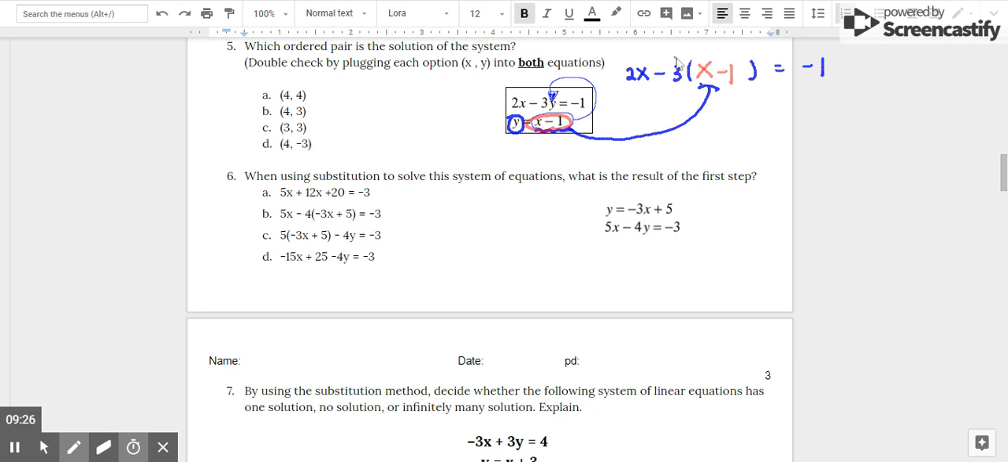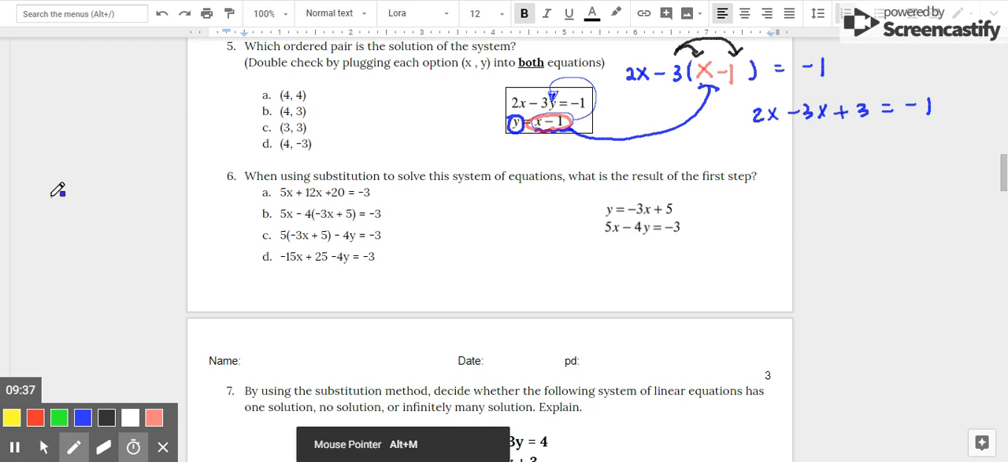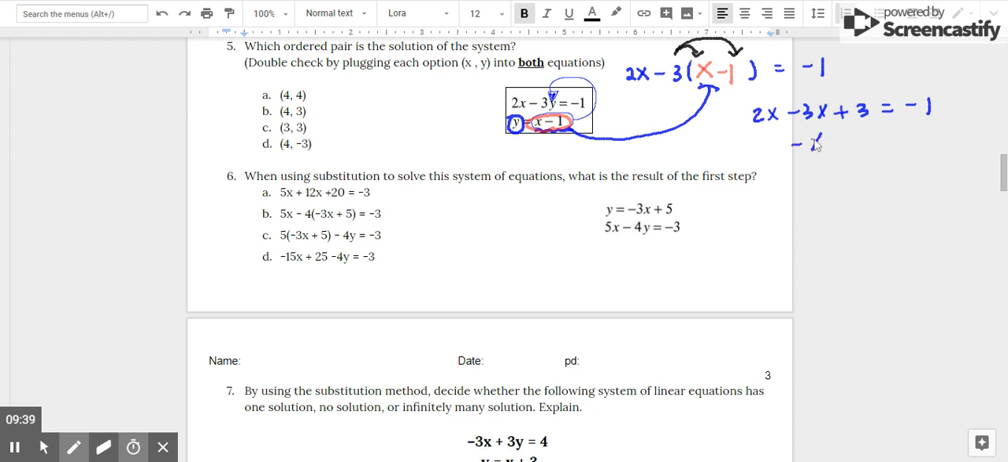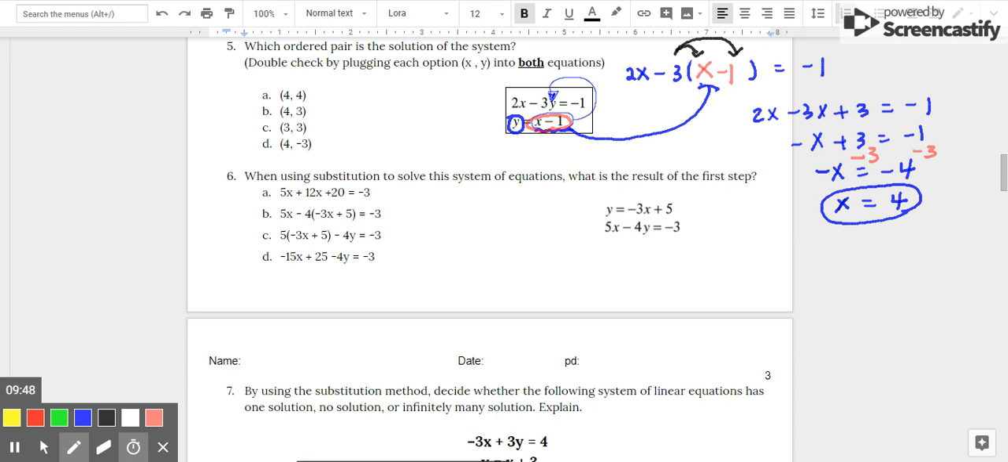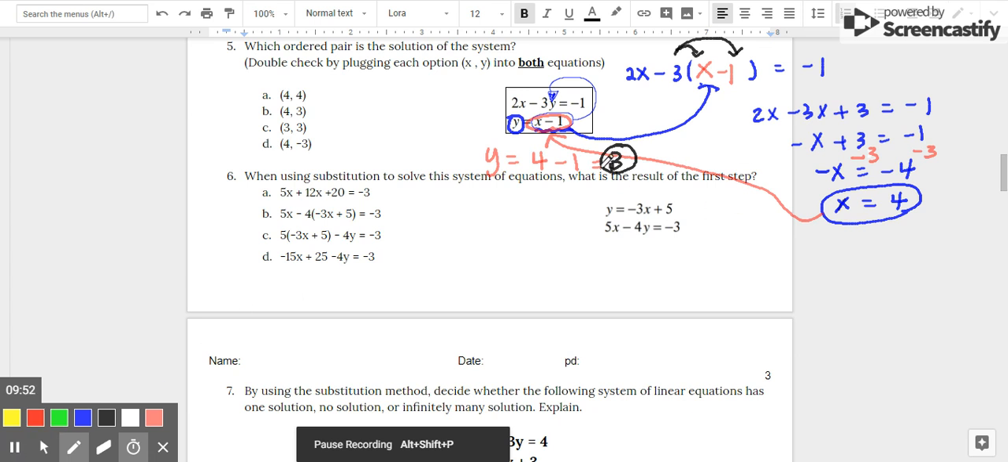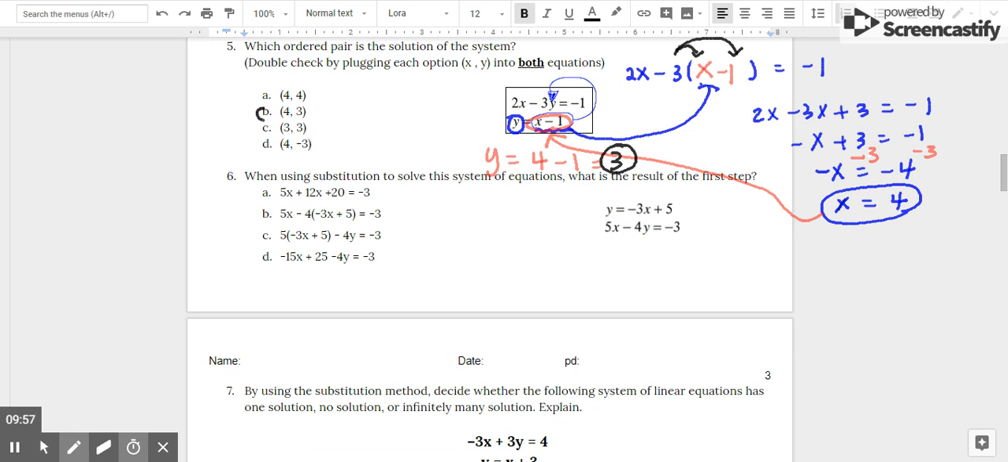If you do the distributive property here, let me rewrite it. 2x minus 3x plus 3, equals negative 1. Then I'm going to simplify this. Negative x plus 3 equals negative 1. Let me solve for x. So x is equal to 4. Now you need to plug back into one of the equations. Let me do this. So y is going to be 3, and the answer should be (4, 3), which is B.